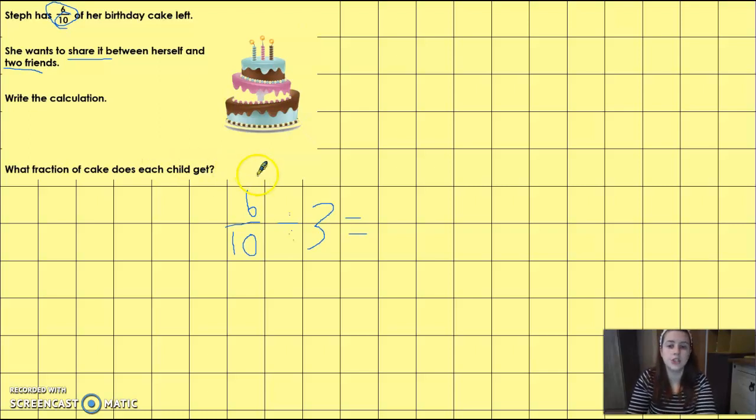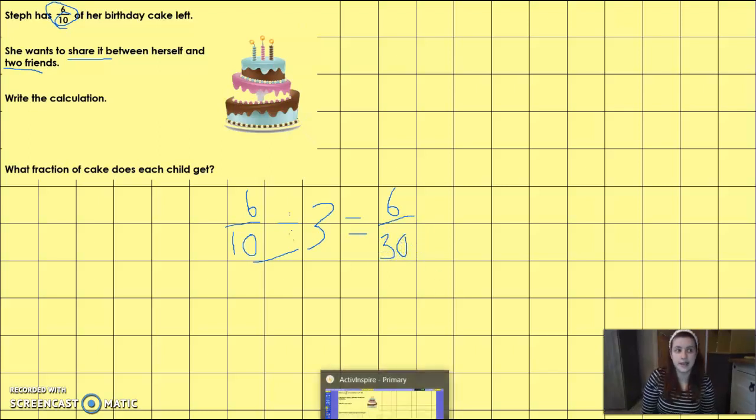So I know to do the method, I keep my 6 the same on the top. And I do 10 times 3 to get the bottom, to get the denominator. Now, 6/30 absolutely fine. Okay? If you think you can simplify it and try and get it down, you can. I'm not saying you can simplify it. Maybe I'm tricking you. Maybe it can't be simplified.